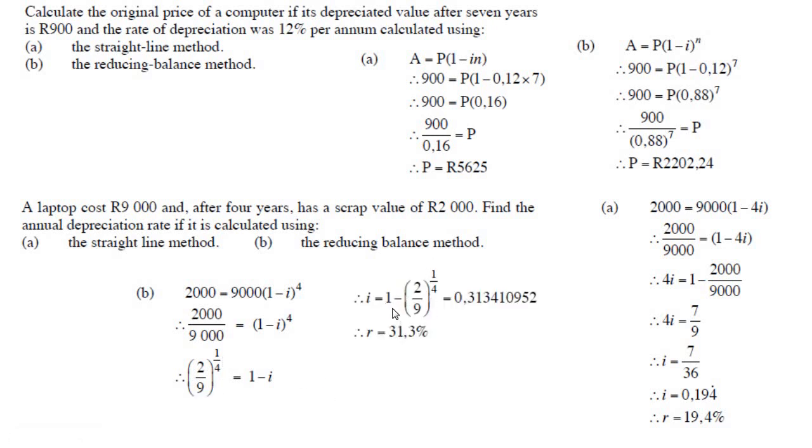You go 1 minus that number. You can type it into your calculator like that, or you can take the fourth root of it. You get this. That's 31.3%, rounded off to the nearest tenth. That's the main thing for depreciation, linear, and reducing balance method.